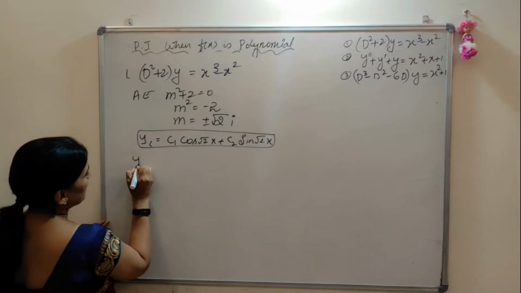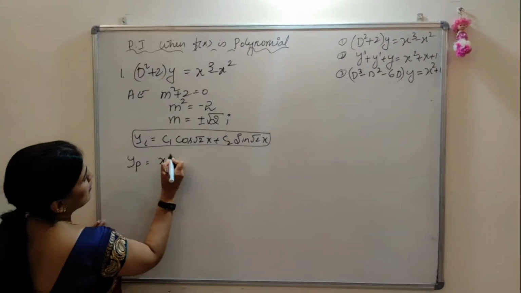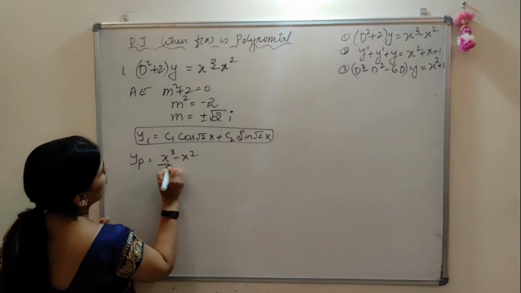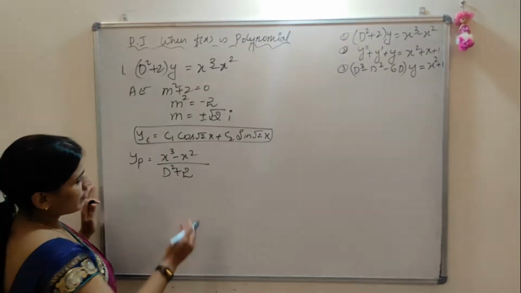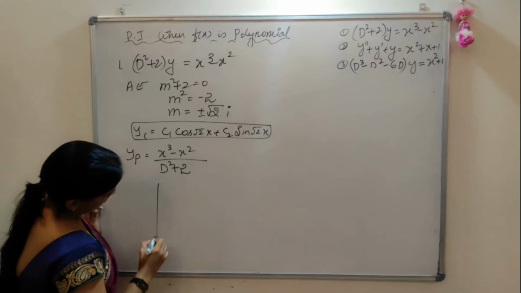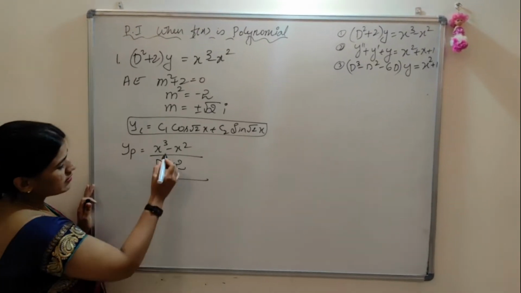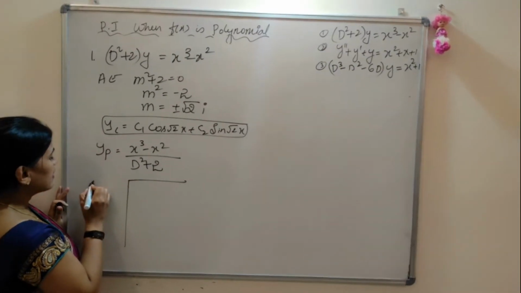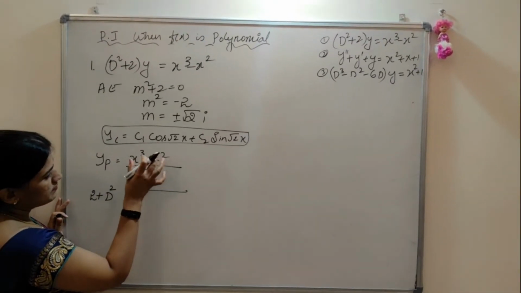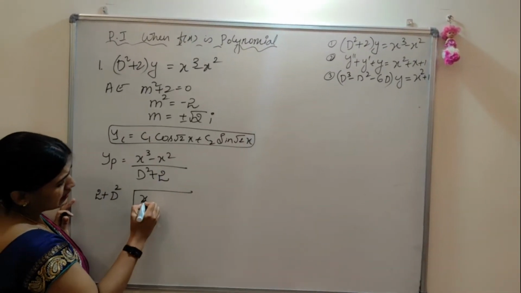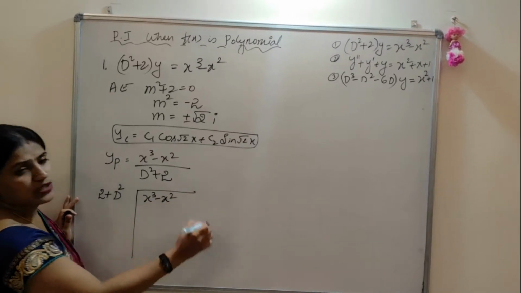So yp is equal to (x cube minus x square) by (D square plus 2). So we have to divide this. The rule is that f of D must be in ascending order, so 2 plus D square, and f of x must be in descending order, so x cube minus x square.